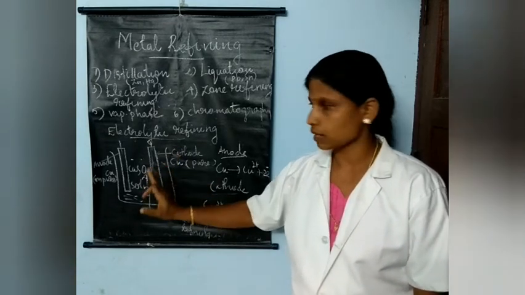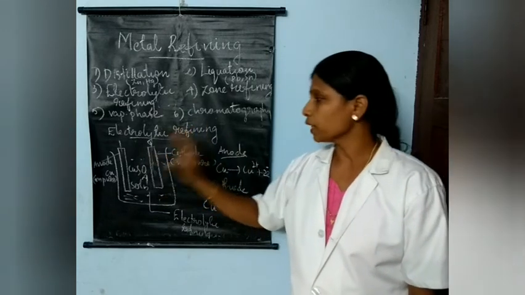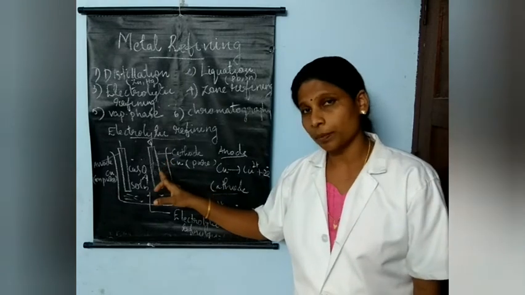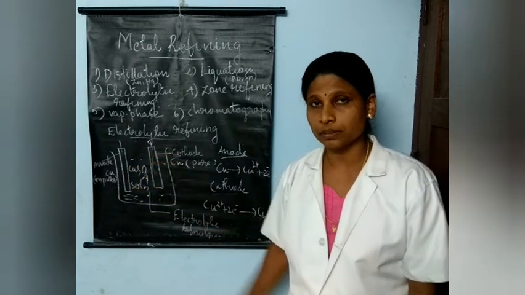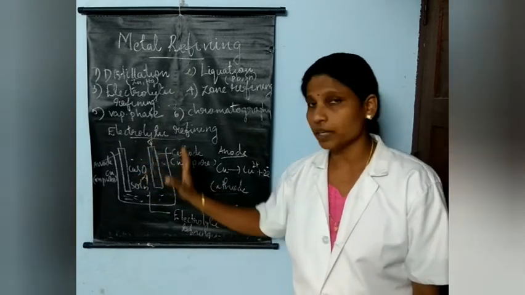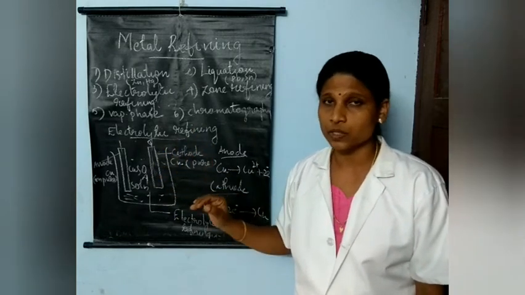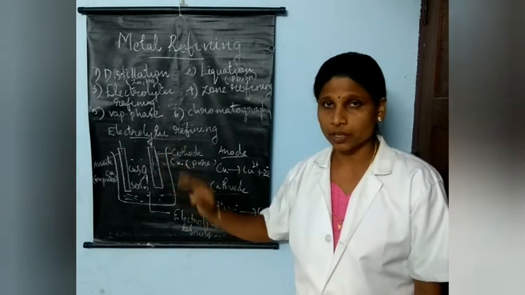Let me give an example. For purifying crude copper, the impure copper acts as anode, the pure copper acts as cathode, and copper sulfate solution is the electrolyte. When electricity is passed, reactions take place: at the anode, oxidation, and at the cathode, reduction.